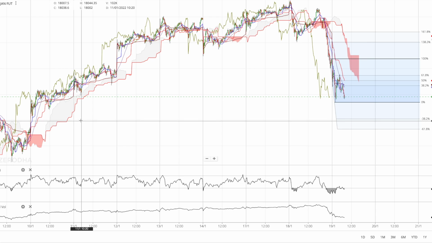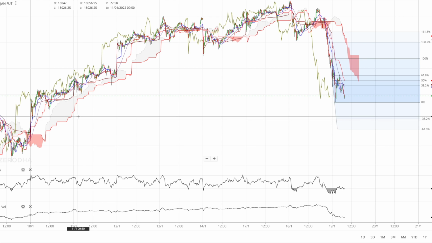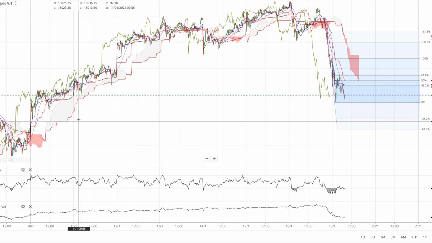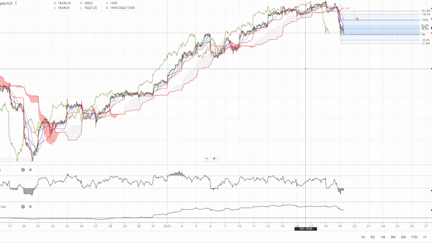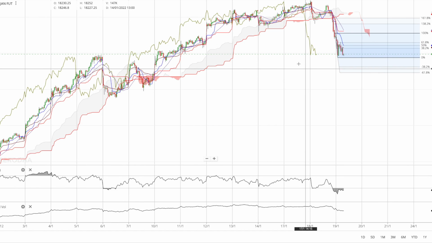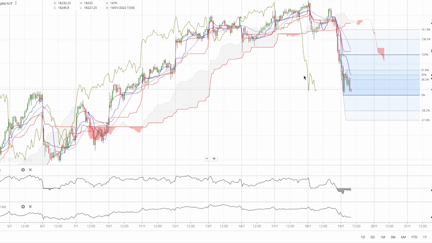If it breaks this, then somewhere between this and this would be my target. So 17,900 again is coming as a target. So I'm getting this target multiple times on 5-minute frames. And if I go to 15-minute, that is where there is real bearish momentum showing in here.